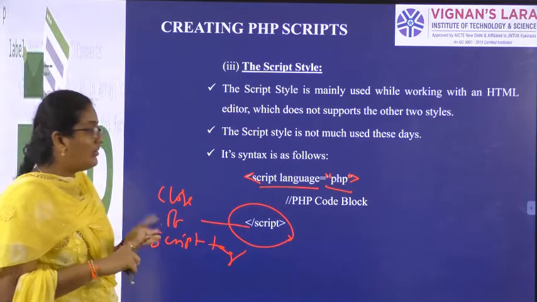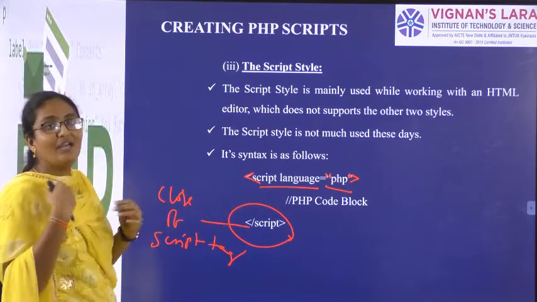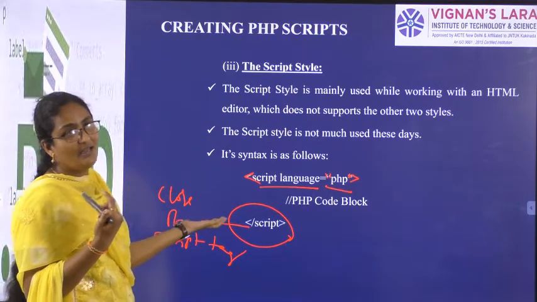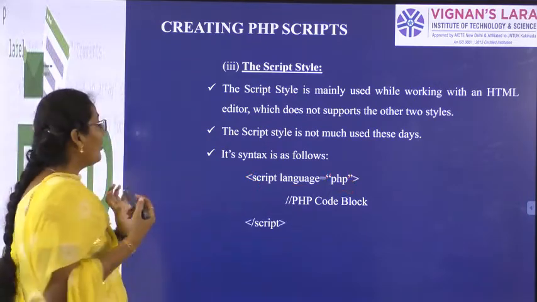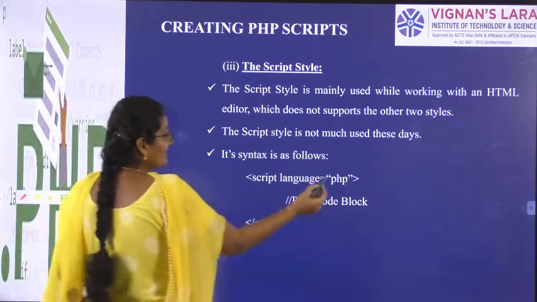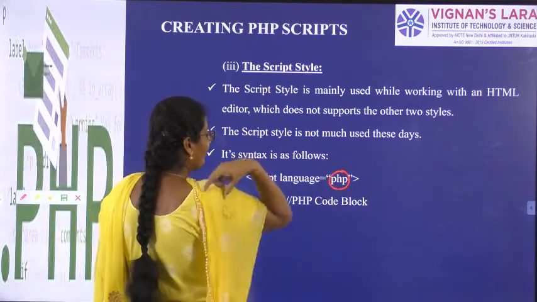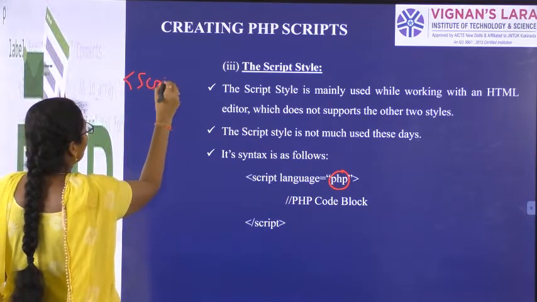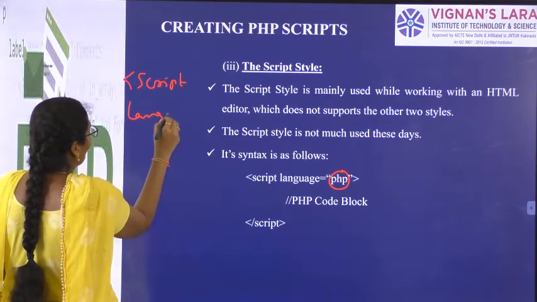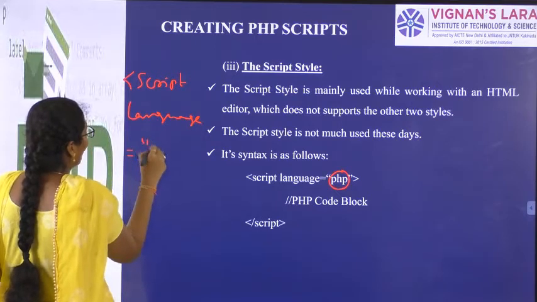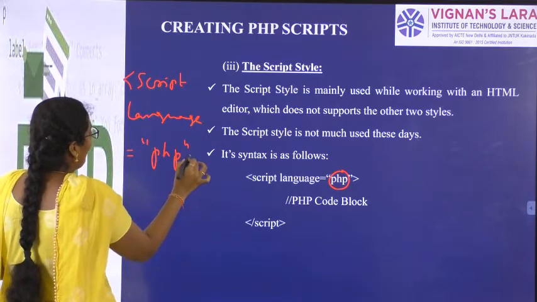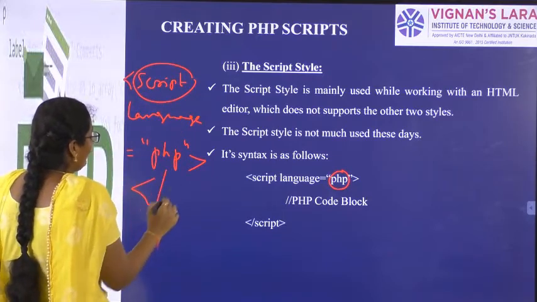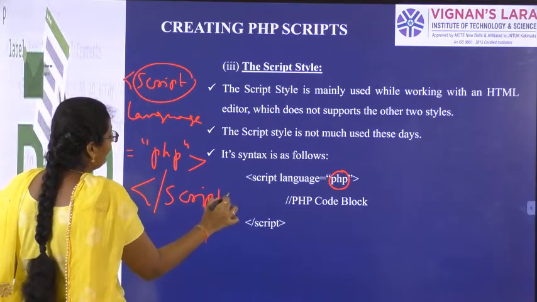In unit 2 we have the same syntax, but we used the scripting language there as JavaScript. Here we are using the scripting language PHP. So what is the difference here? In the double quotations we are mentioning PHP as the scripting language. What is the syntax for script style? Angular braces, script language equal to double quotations PHP, angular braces close. Since we have opened the tag for script, we should close the tag for script.